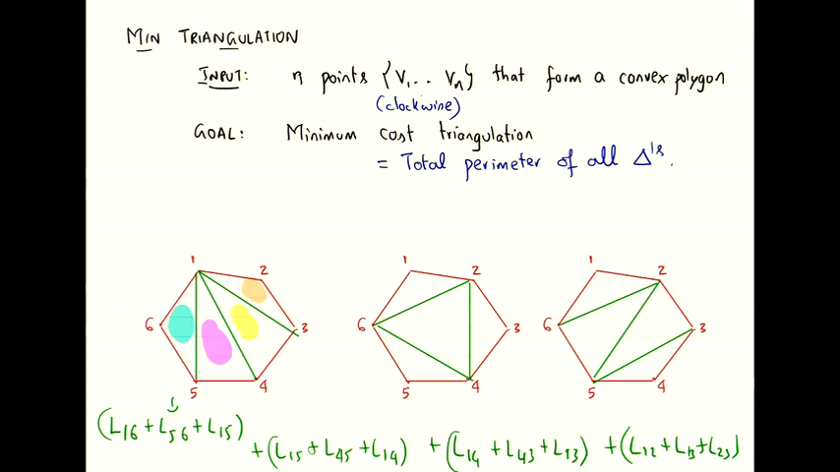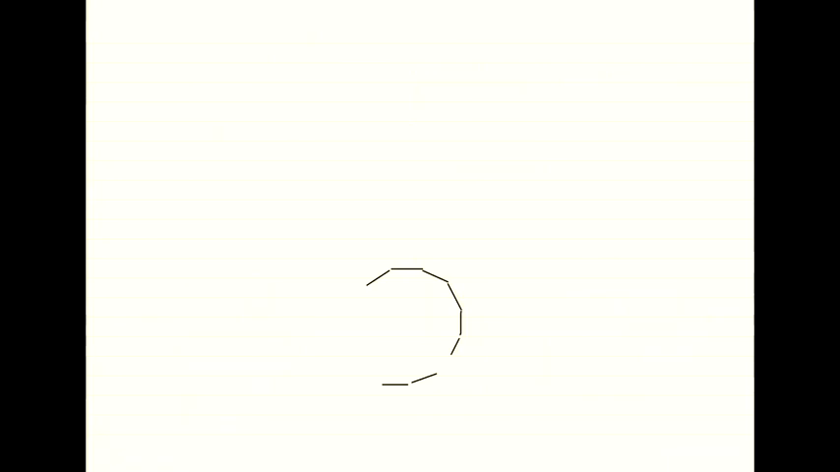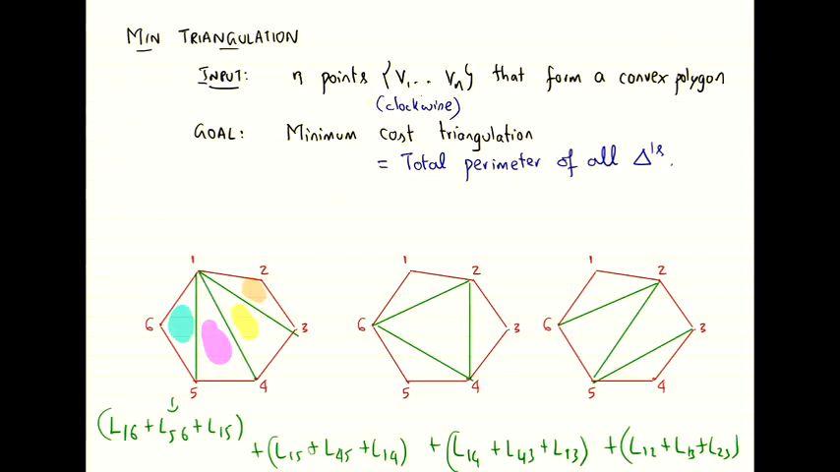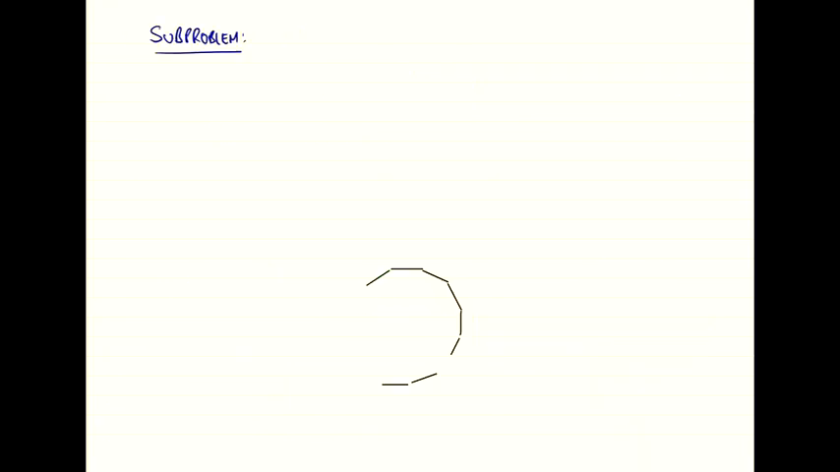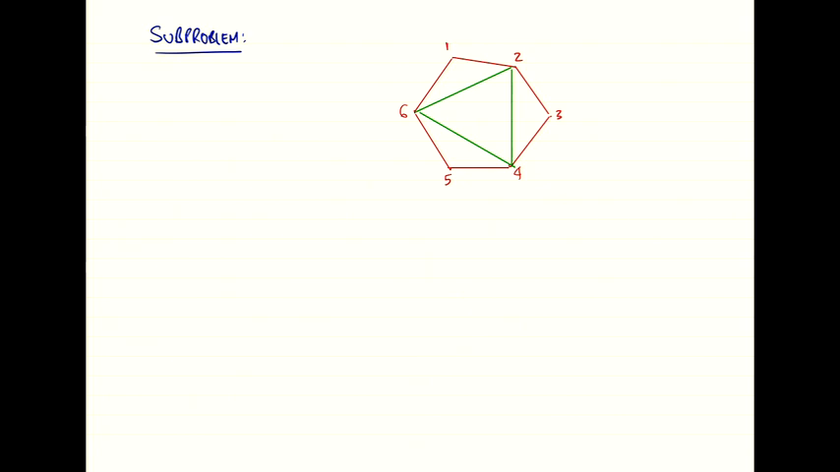So let's see how to come up with a subproblem for this. We want to devise an algorithm using dynamic programming for this problem. As usual, the first step is to come up with a subproblem. The technique I use in my mind is to imagine the optimal solution. So suppose I have a polygon, and suppose this is my optimal solution.